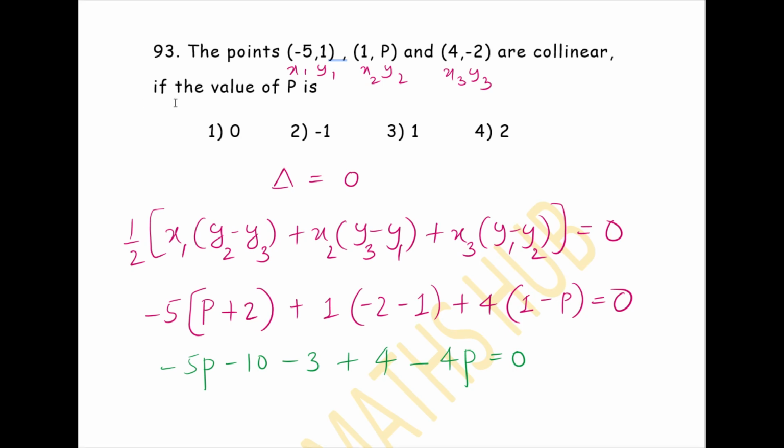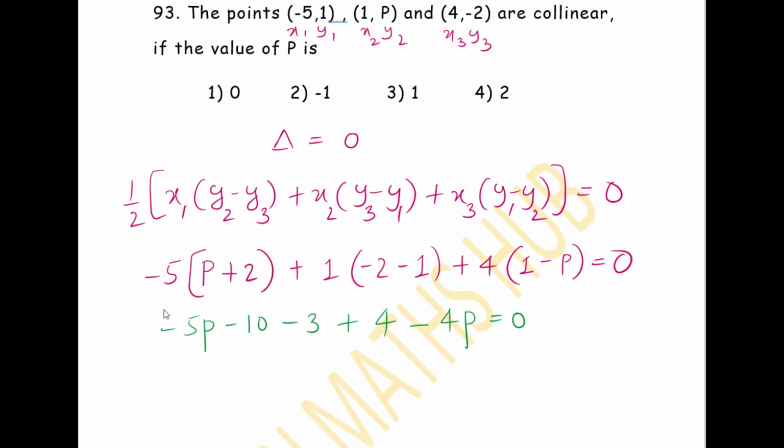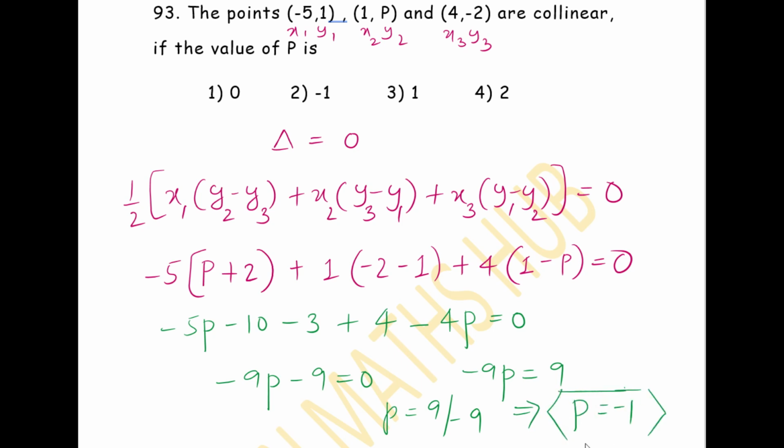Now minus 5p minus 4p is minus 9p, minus 10 minus 3 is minus 13, minus 13 plus 4 is minus 9 equals 0. Now minus 9p equals, shift minus p to RHS, it becomes plus p. Now p equals 9 divided by minus 9, we get p as minus 1. Therefore the correct answer is option 2, minus 1.